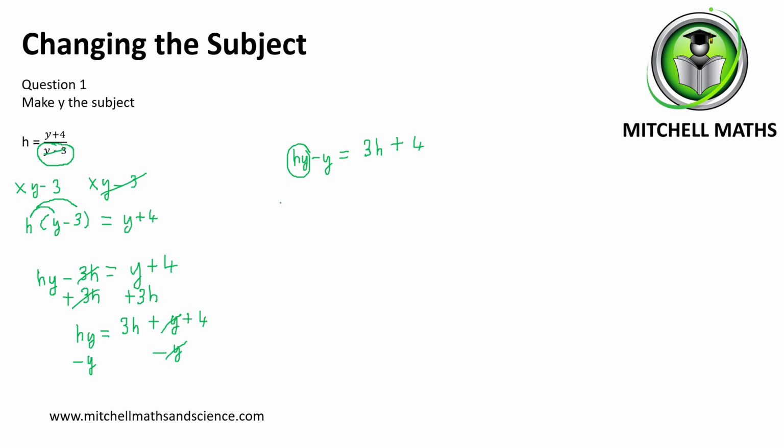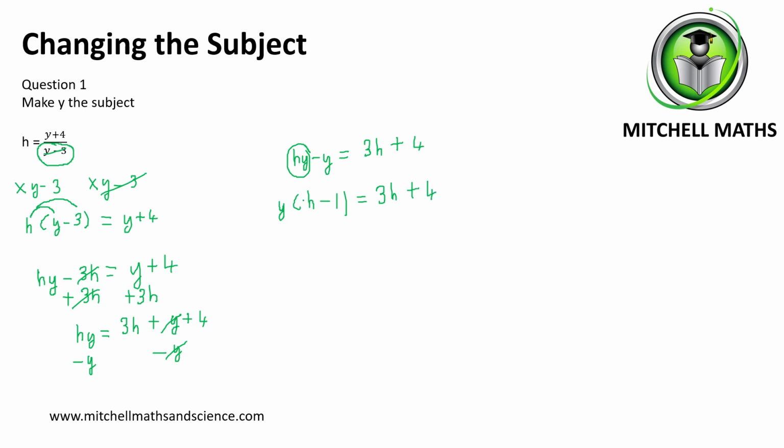So what I do is I take y out of the brackets, I put some brackets in. To make hy, I need to multiply y by h. And to make minus y, I need to multiply y by minus 1. So I've got y outside the brackets, h minus 1 inside the brackets, equals 3h plus 4.